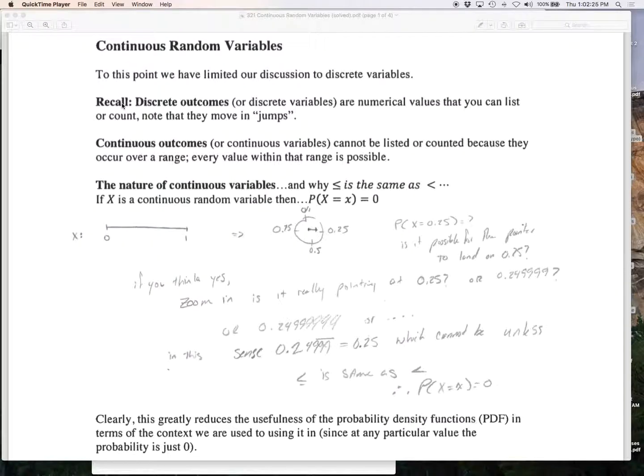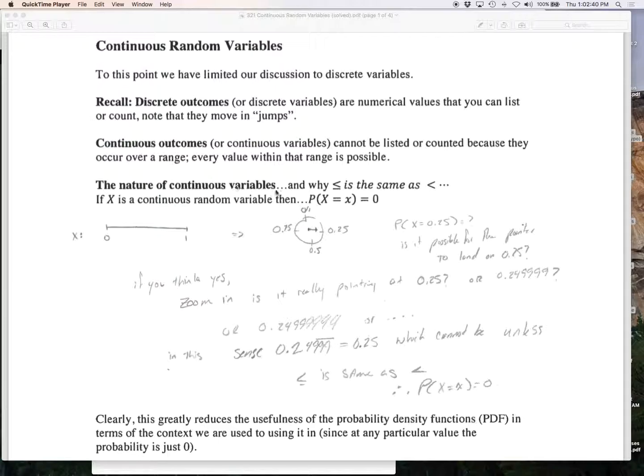So let's begin our discussion about continuous random variables now. Okay, we've been talking a lot about discrete, where data moves in jumps. Continuous, you've got a range of possibilities, and anything inside that range is theoretically possible.